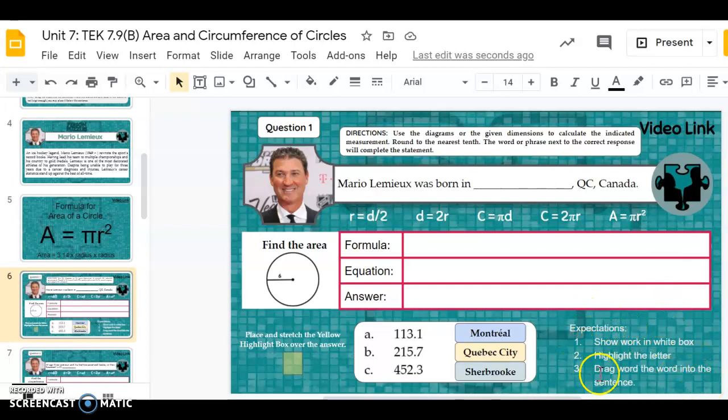Down here are the expectations. You need to show your work in this white box right here, and I've mapped it out exactly what I'd like to see. You need to highlight the letter using this yellow box right here. These are the letters I'm talking about. Then you need to drag the word into the sentence. So you need to take one of these and drag it up here so you complete the sentence. If you do not do any of these 3 things, or you only do some of them, you will not receive full credit. So I want to make that clear.